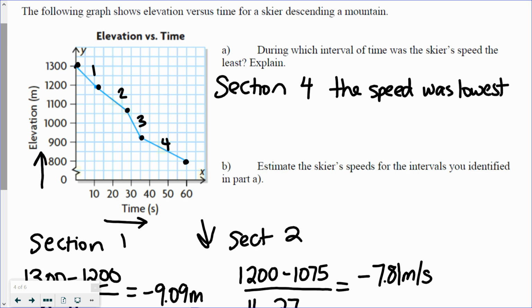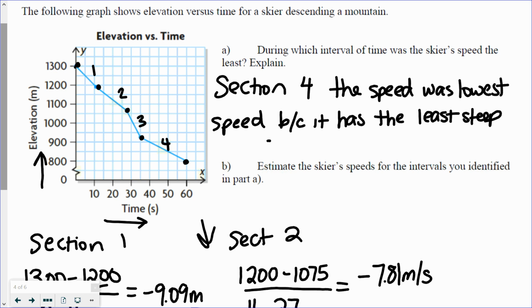Because the slope of the line, you can just see by looking at it, it has the least steep slope. That was the lowest speed because it has the least steep slope. So it's covering the least amount of distance per unit time at that point. So that's calculating slope of lines.